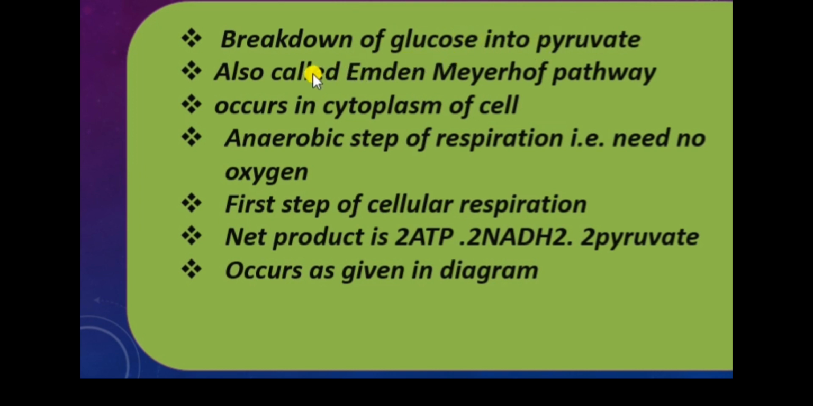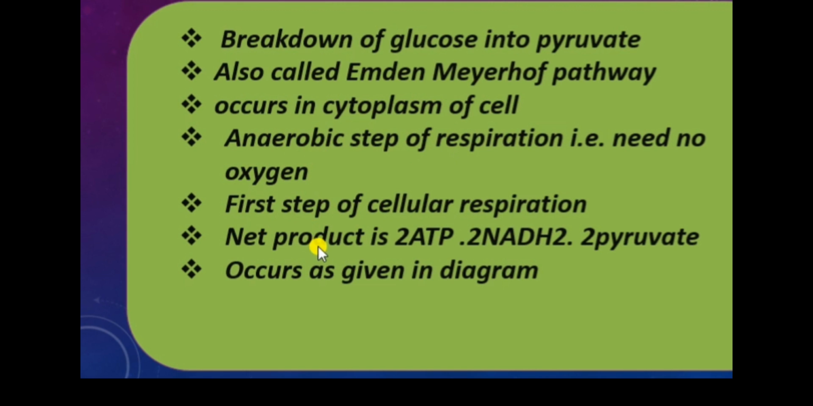This glycolysis occurs in the cytoplasm of the cell, and it is also called the Embden-Meyerhof pathway because the scientists Embden and Meyerhof discovered it. Remember, this is an MCQ point: glycolysis is the anaerobic step of cellular respiration. It means that glycolysis does not need any oxygen to occur. So glycolysis can occur without oxygen, therefore it is also called anaerobic respiration.